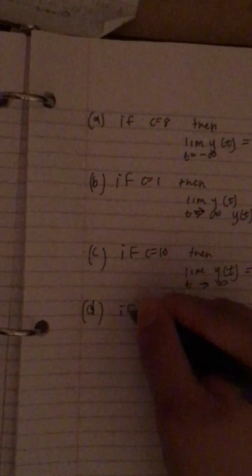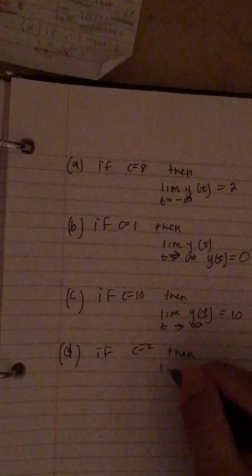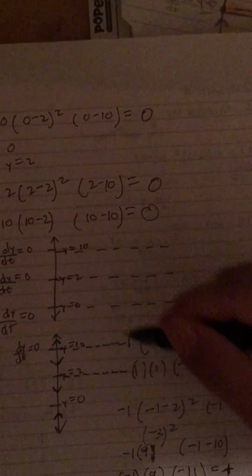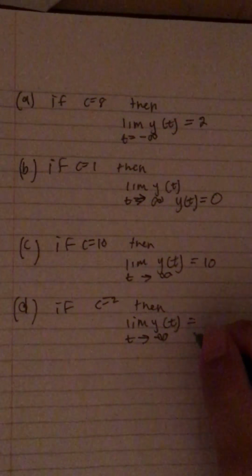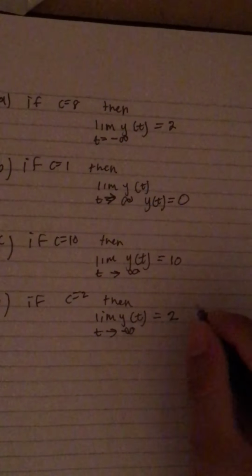Part D is asking if C equals 2, then what is the limit of y of t as t approaches negative infinity? Again, 2 was one of the critical points, and we see that there is no change when y equals 2. Therefore, the limit of y of t as t approaches negative infinity if c equals 2 is 2.